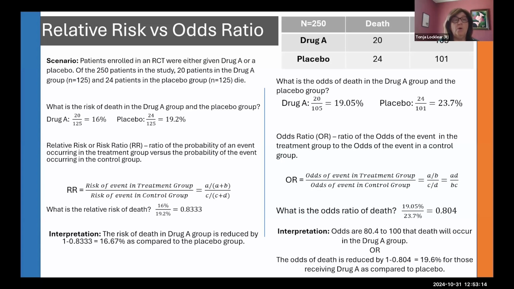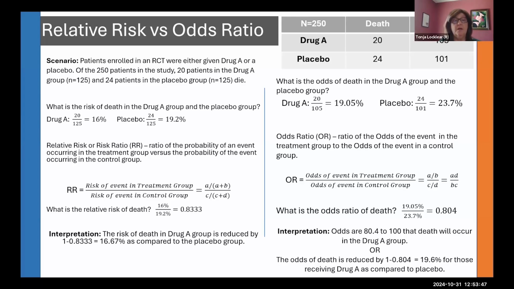So the question is, what was the risk of death in the drug A group and the placebo group? We're going to calculate the risk of each one. In the drug A group, we have 20 people that died out of a total of 125. So that gives me a 16% risk of death in the drug A group. In the placebo group, we had 24 that died out of 125, which is 19.2%. So this is how you would calculate the risk in either one of those groups.